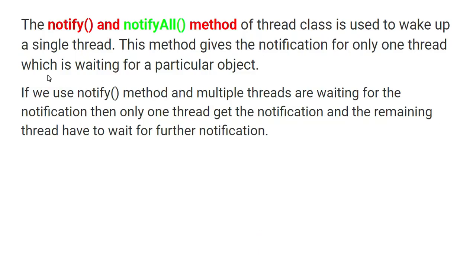We have already discussed it. Then we can see the notify and notify all methods of the Thread class are used to wake up a thread. This method gives the notification for only one thread which is waiting for the particular object. If you use the notify method and multiple threads are waiting for the notification, then only one thread gets the notification and the remaining threads have to wait for notifications. Okay, but if you use notify all, it will activate all those threads from the waiting state to the running state.